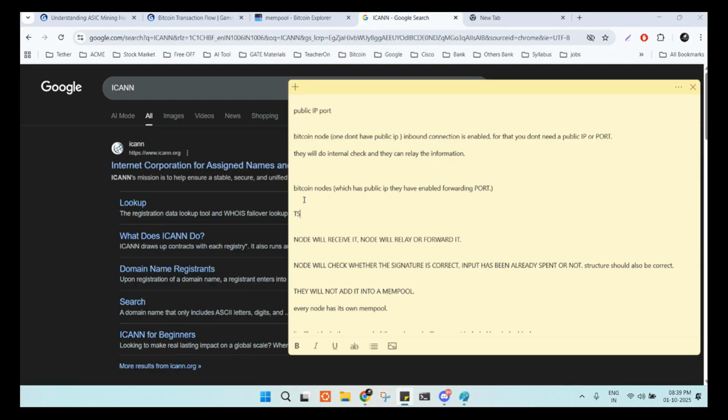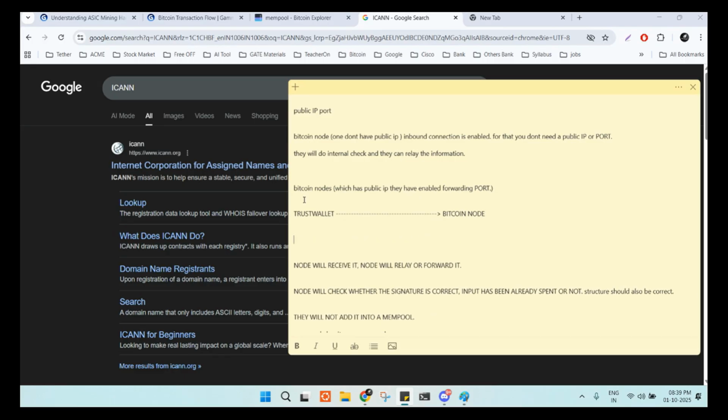So Trust Wallet, okay, I will explain a little bit more. Trust Wallet will send or broadcast this data to a Bitcoin node. Now you are asking how it will do that. So they will use HTTP. They should have a public IP, just like we have a public IP for Google. No, I'm asking about without a public IP.